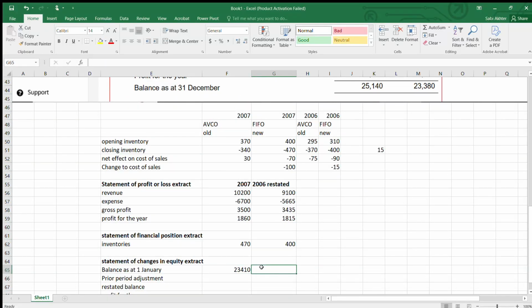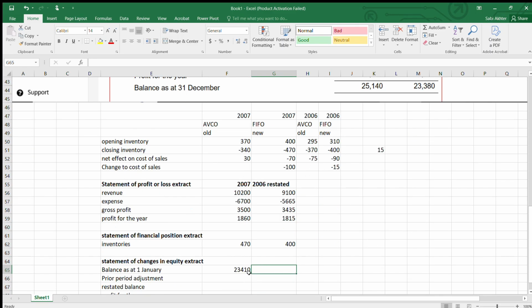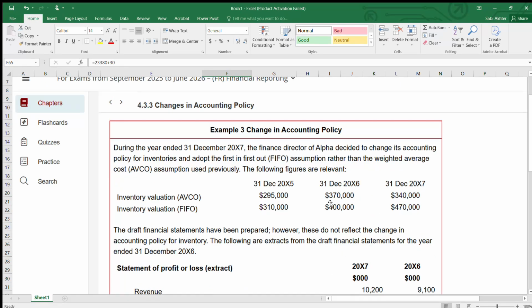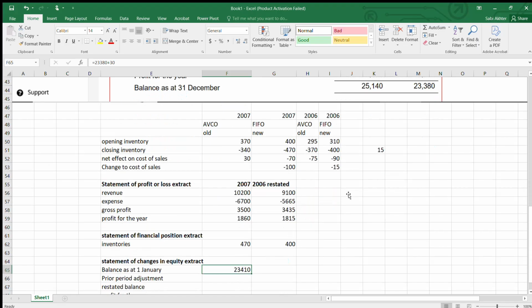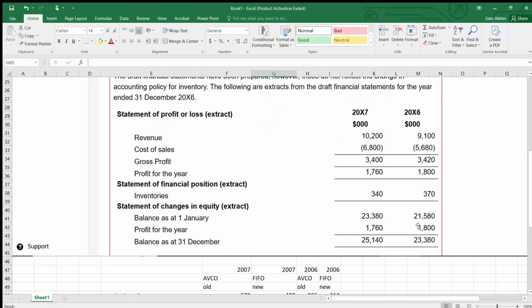Because it's a profit element, the movement between the two inventory valuations is the profit element that will be added with the opening balance. This is for statement of changes in equity. For 2007, you will take the figure for 31st December 2006. That will be your opening balance. Okay. Now, what about the 2006 figure? For 2006, you can take the figure given as it is, that is 21,580.